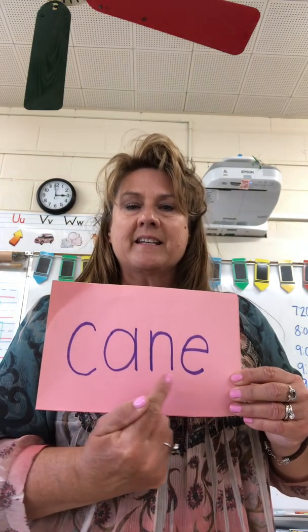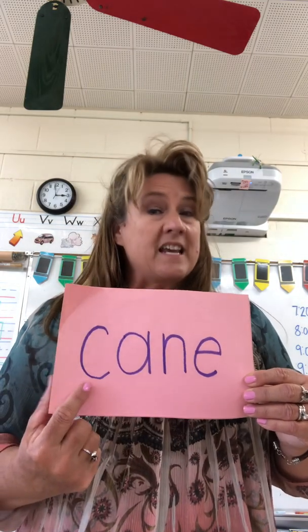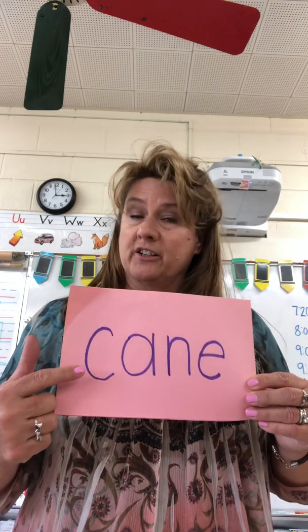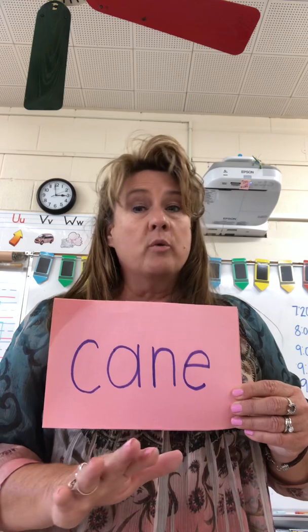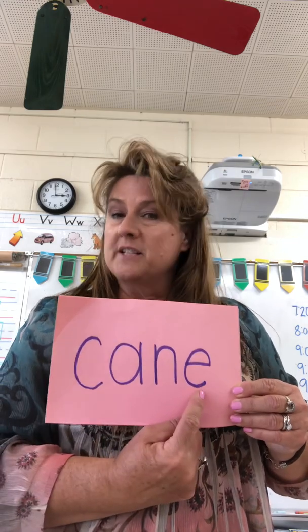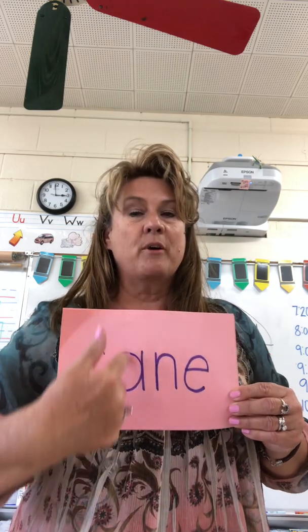Here's our next word. C-A-N-E. Well, C usually says K. We're not sure about this A yet. N always says N. And who's this guy on the end? King E. He's going to jump over.